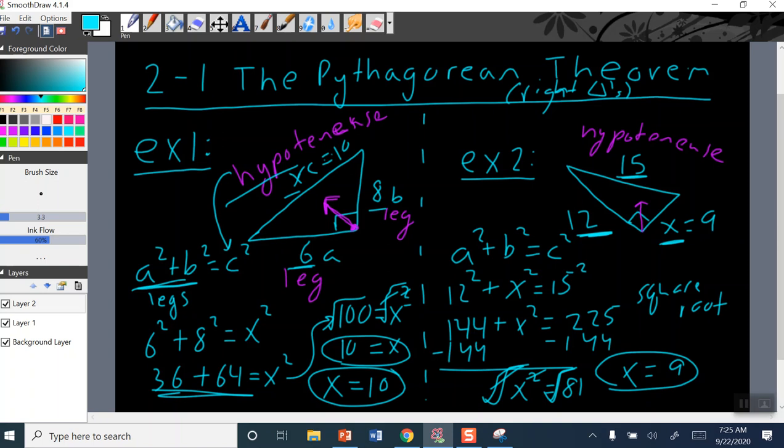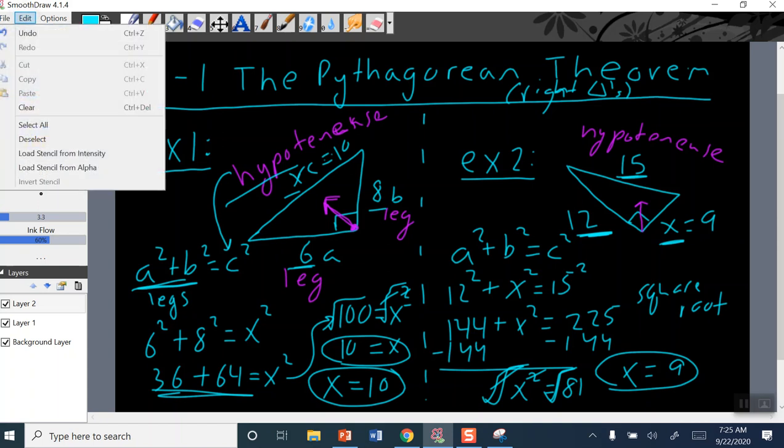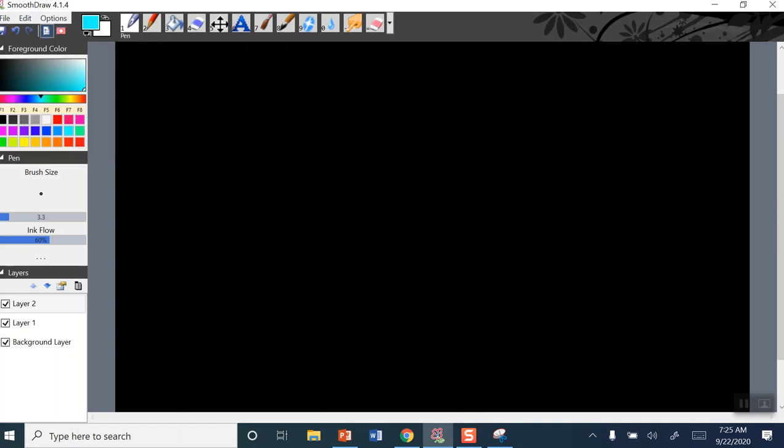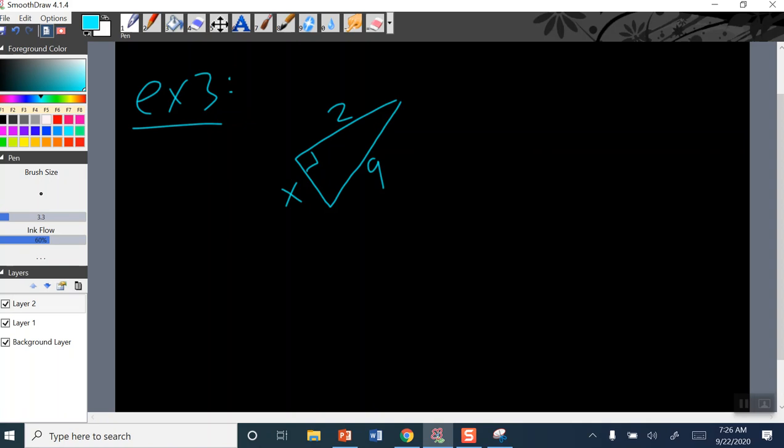That is a lot. I would encourage you to pause this, finish taking the notes. I'm going to do one more example for anyone who doesn't quite get this. Here's our example 3, and let's do something kind of funky. I mean, I think it's funky. But let's just say that this is going to be 9, and let's say that this is going to be 2, and I want you to find x. How would we possibly set this up? Oh, and by the way, I have to give you that it's a right angle. Remember, if it's not a right angle, it does not work.